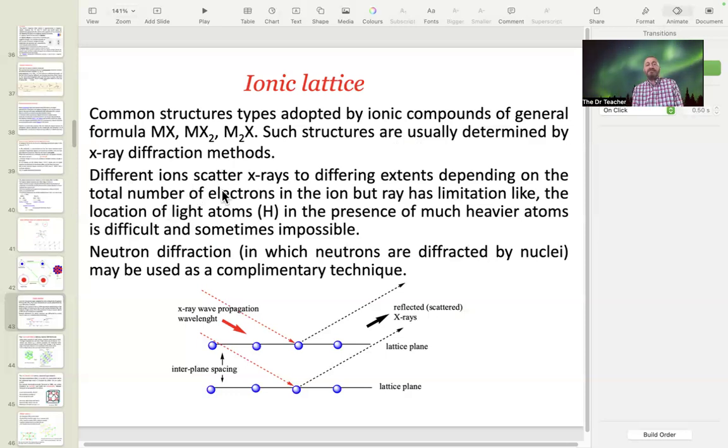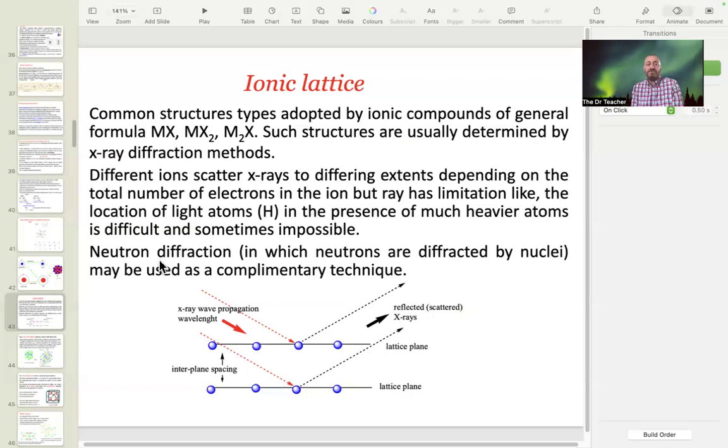Different ions scatter X-rays to differing extents depending on the total number of electrons in the ion, but the method has limitations. For example, locating light atoms like hydrogen in the presence of much heavier atoms is difficult and sometimes impossible. So with X-ray crystal structure, it's easy to measure small lattices, whereas for big lattices we need a different crystallography method other than X-ray, because X-ray determines small lattices with a small number of atoms.